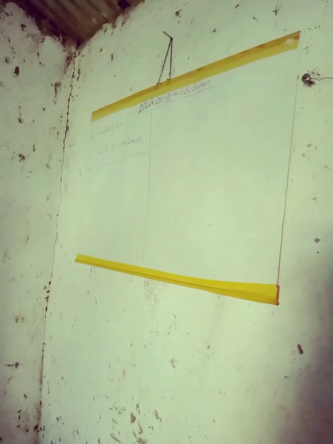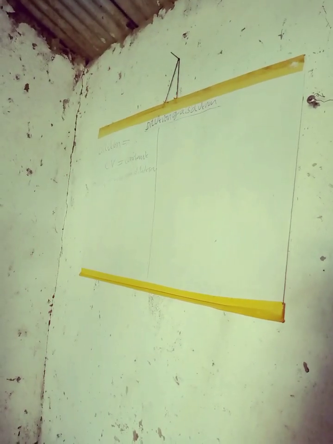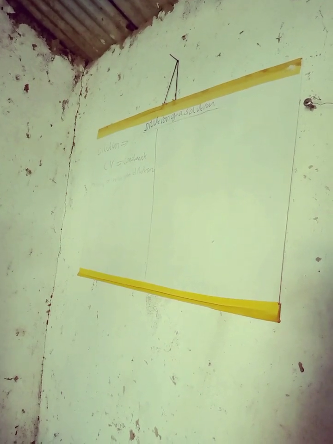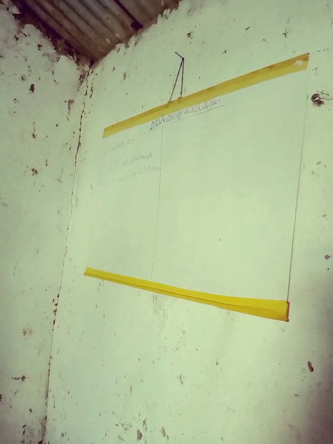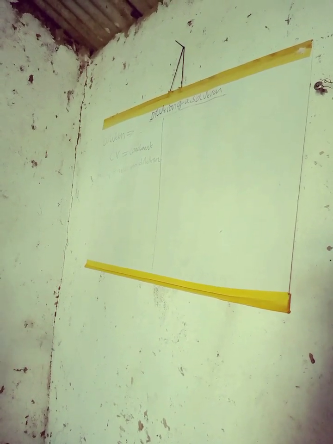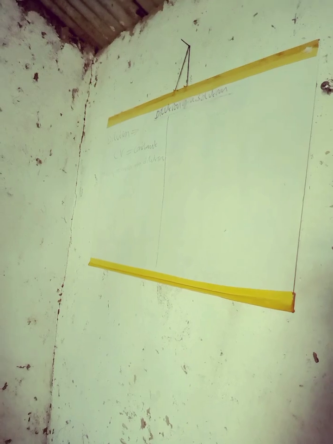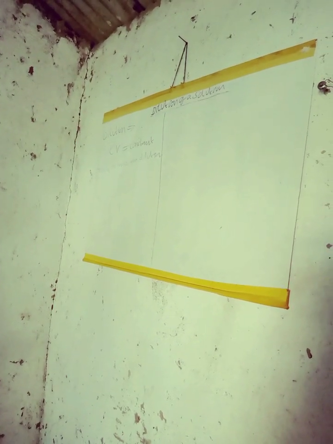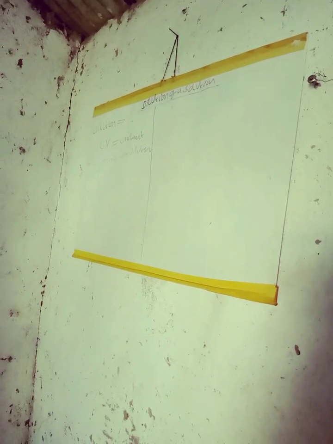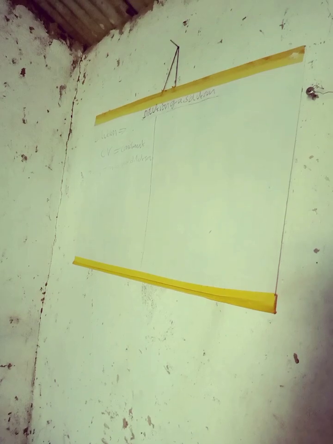So let's talk about something else. Stoichiometric equation. A stoichiometric equation is simply a well-balanced chemical equation with correct physical state symbols. That is a stoichiometric equation.